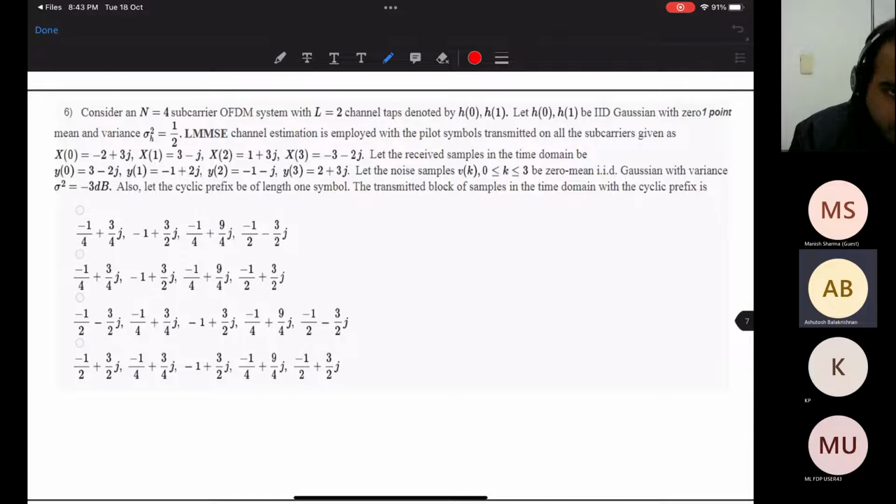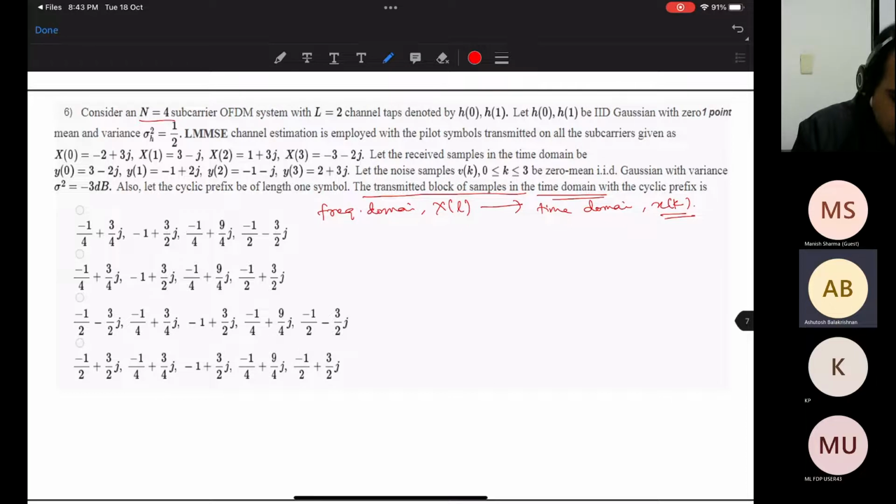Question 6. So again, this is a build up to the previous question, and we are asked the transmit block of symbols in the time domain. Okay, so we need to basically convert the frequency domain, that is capital XL, into the time domain, which is small x of k. Okay, so this is what we need to do, and what do we do for that? So we use the IDFT. Okay, so in week 7, OFDM, right? So I'll just quickly go through it.